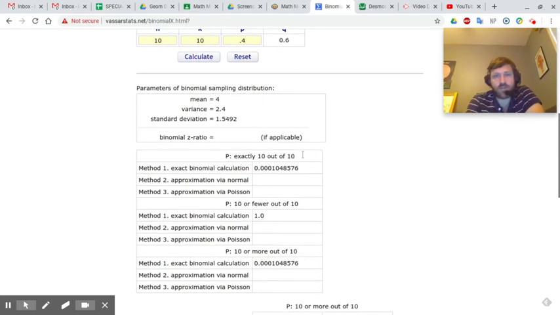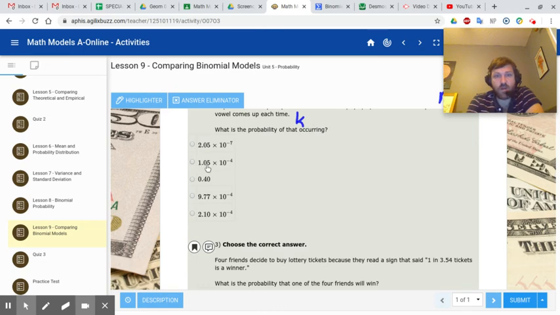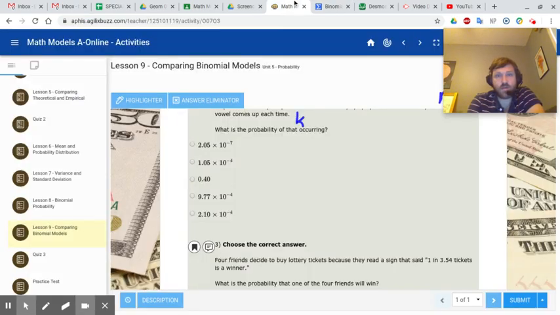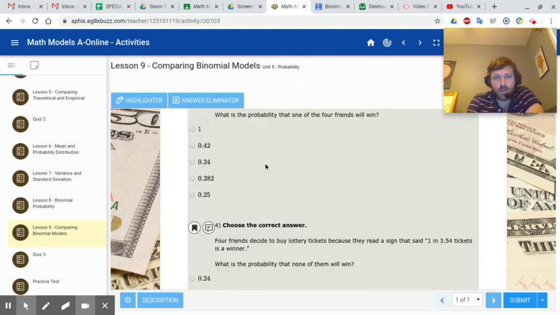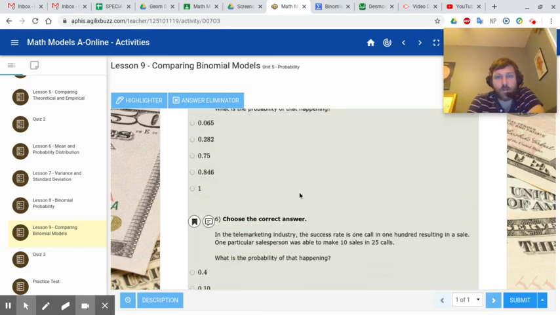So the probability of getting exactly 10 out of 10 is 0.000104. Okay, so lots of zeros here. It's in scientific notation, that's going to take 4 movements. So we're going to look for a -4. So we have a bunch of -4s, but 105 is the closest to 104. They've rounded up to 5, so 105. And so that's why we're going to choose this one. And the rest of these are pretty much the same. You're going to need to make sure you have the correct probability.